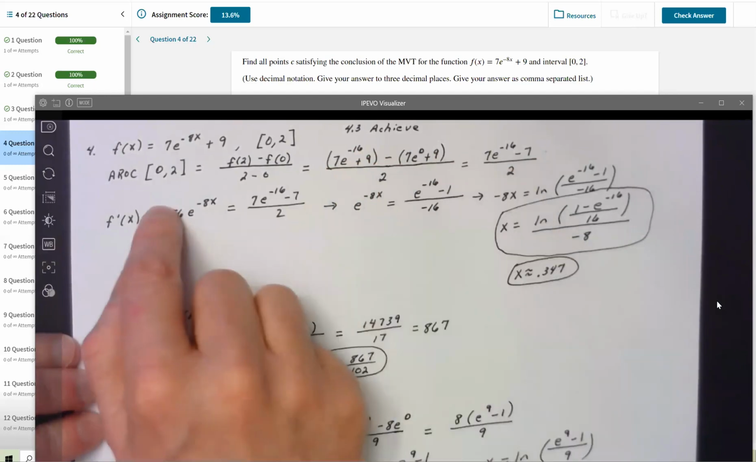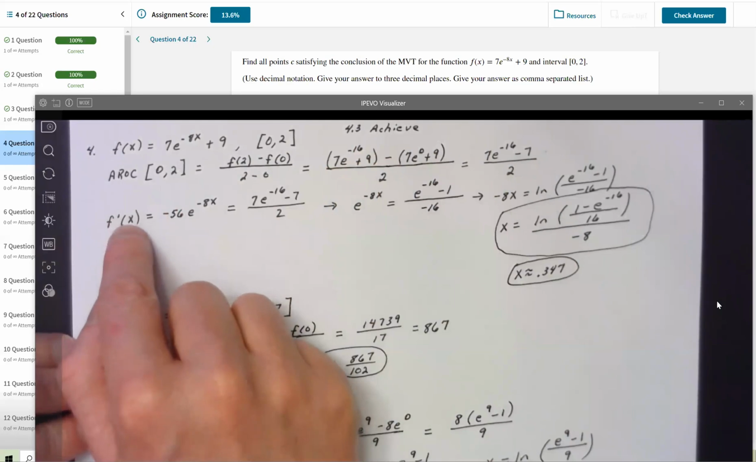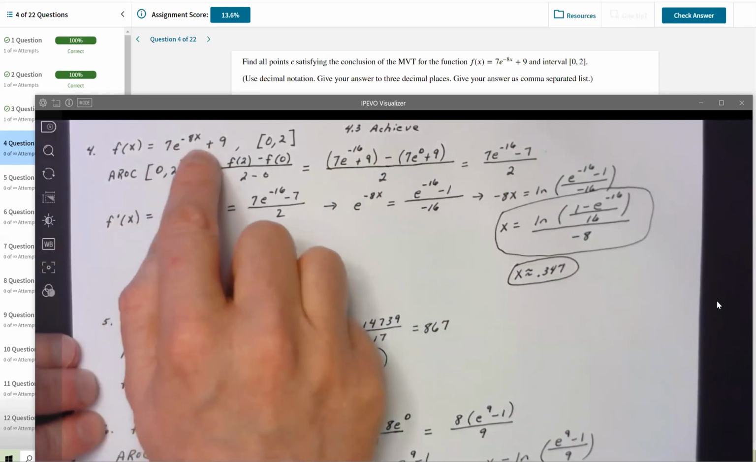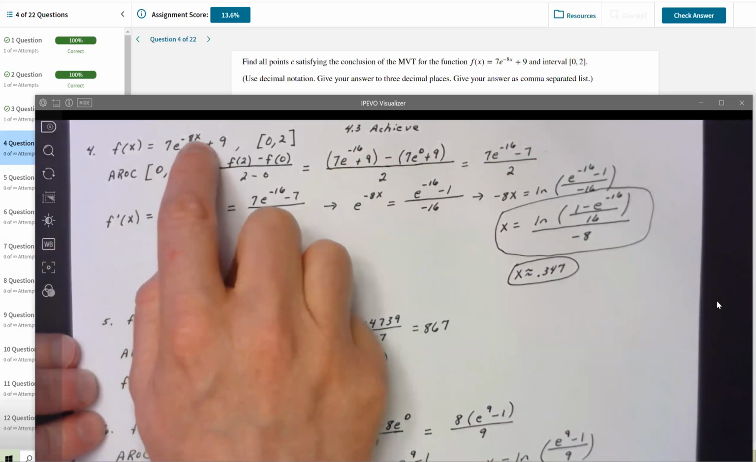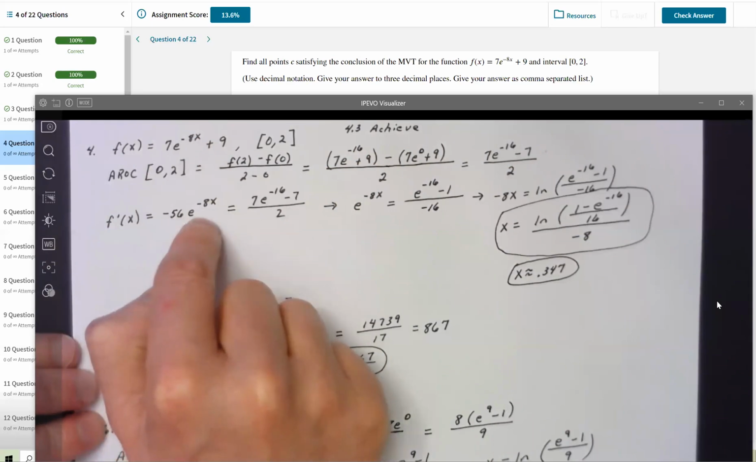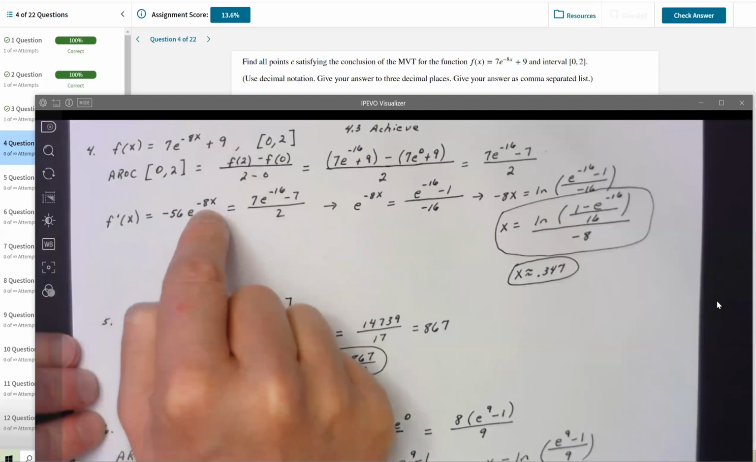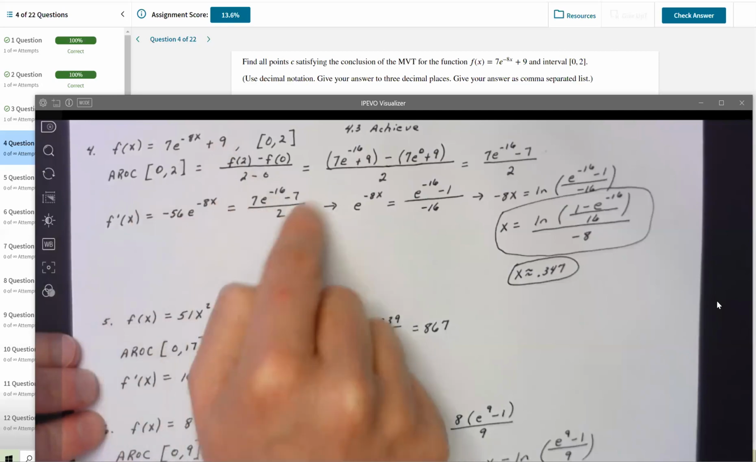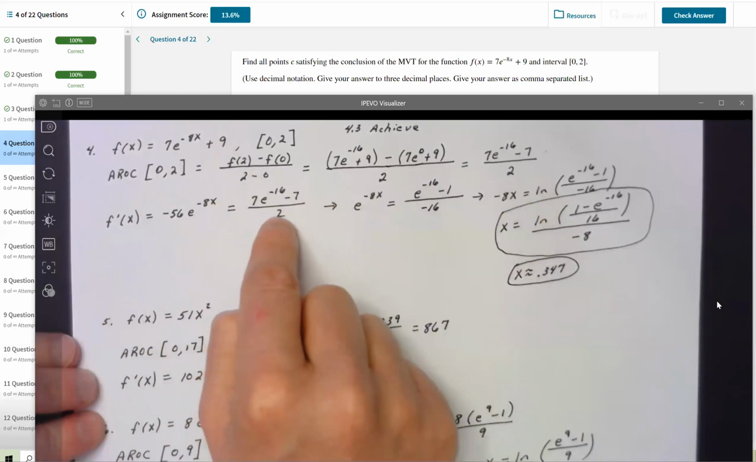So now I needed to take the derivative. The derivative of any exponential is that exponential function times the derivative of its exponent. I said negative 8 times 7 is negative 56. I keep the exponential function e to the negative 8x. Of course, the derivative of the constant is 0. I set my first derivative equal to what my average rate of change was here.